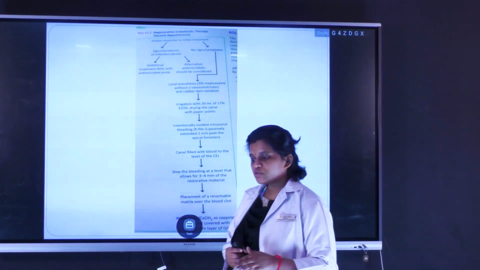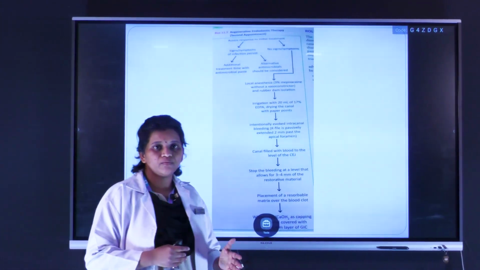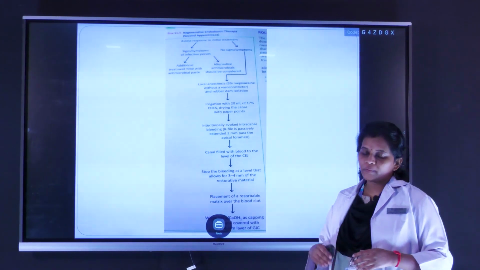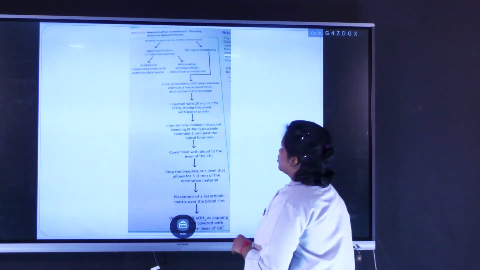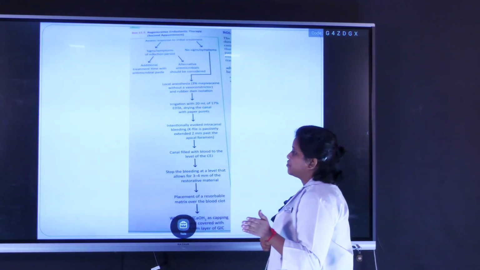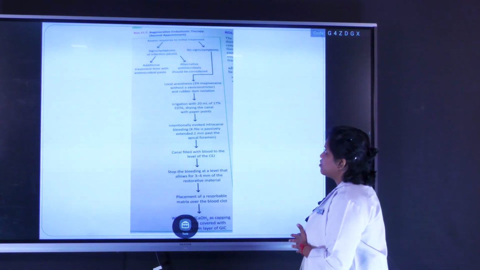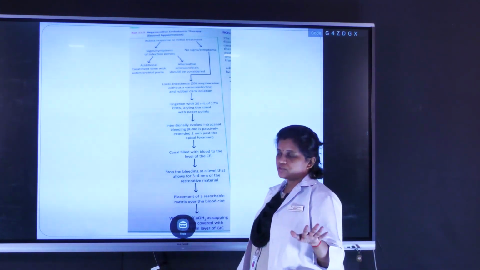If on the first go we have placed calcium hydroxide and the patient is symptomatic, then we try to place triple antibiotic paste. If triple antibiotic paste has already been placed, then we change the medication accordingly. So that is if the patient is symptomatic, and then we recall the patient again. If the patient is asymptomatic, if there are no symptoms, then we are good to go with the final procedure.